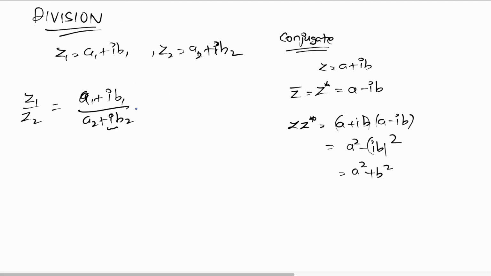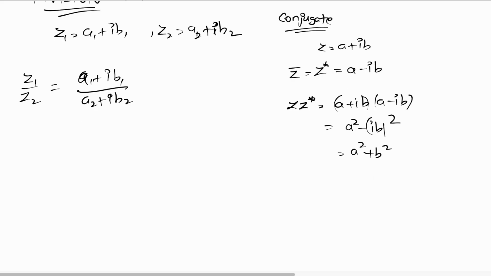So yeah, here in the denominator, what I'll do is a kind of rationalization step. In the denominator, I'll multiply with the conjugate a2 minus ib2, and similarly in the numerator as well, a2 minus ib2. Now in the numerator, I'll do the simplification by expansion.